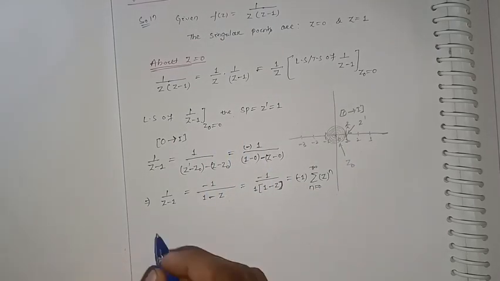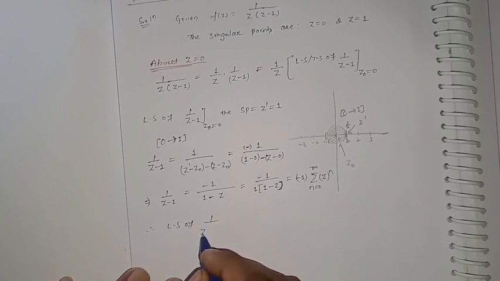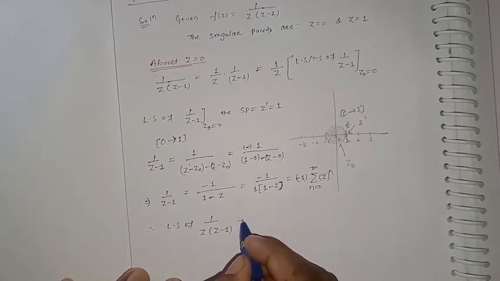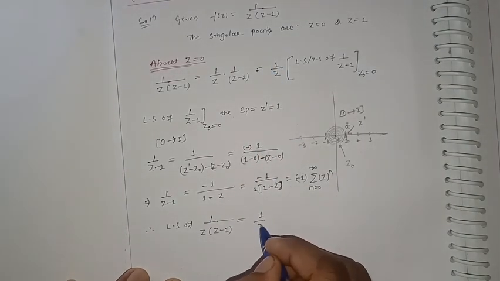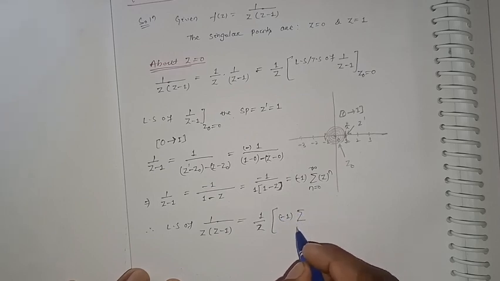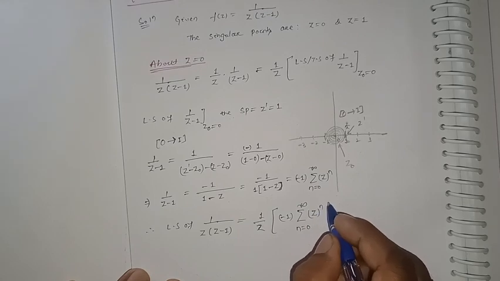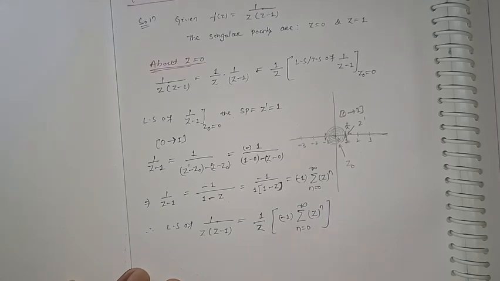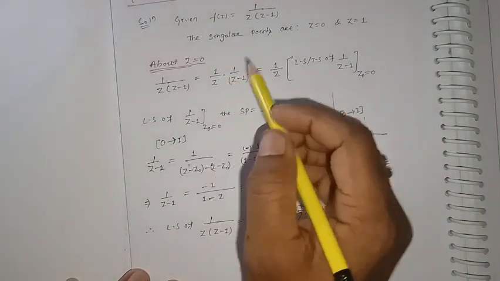Therefore the Laurent series of 1 by z into z minus 1 will be equal to how much? Already 1 by z we have written over here. So 1 by z whole into this much, that is minus 1 summation over n equal to 0 to infinity z to the power n. This minus 1 means simple minus. So this is the required Laurent series about z equal to 0 of this function.